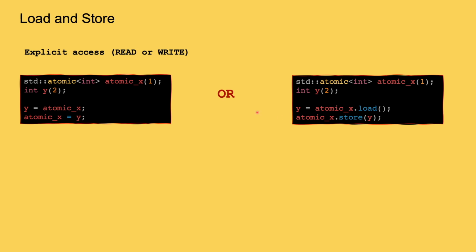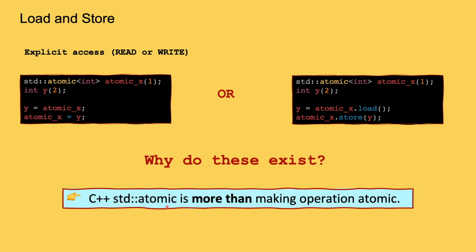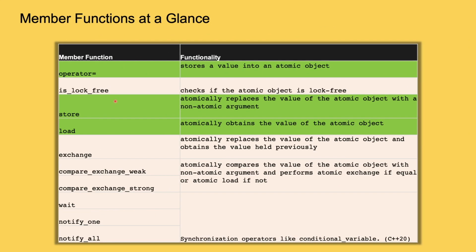So then the question is, if they are exactly the same, why do these exist? And the answer is that, like I said before, there's more to std::atomic than just making the operations atomic. And we will talk about this later in this video, so please bear with me. For now, let's just know that these two are equivalent. All right, we talked about assignment, we talked about load and store. Next up, let's talk about exchange.